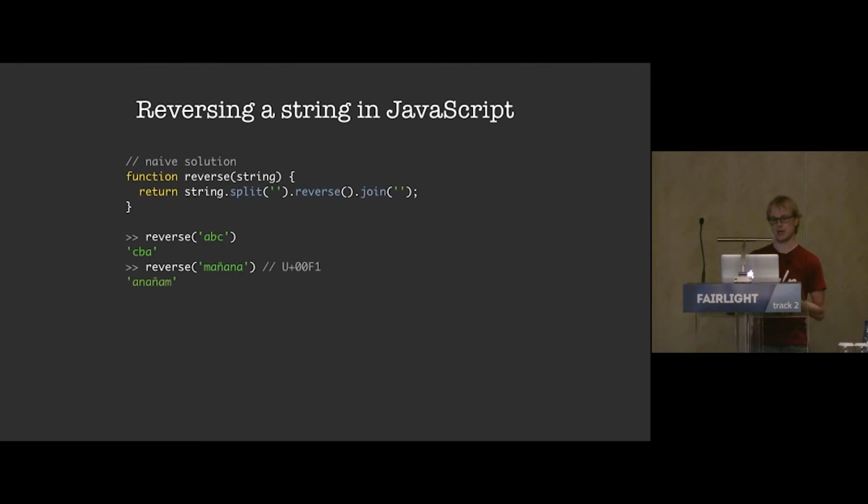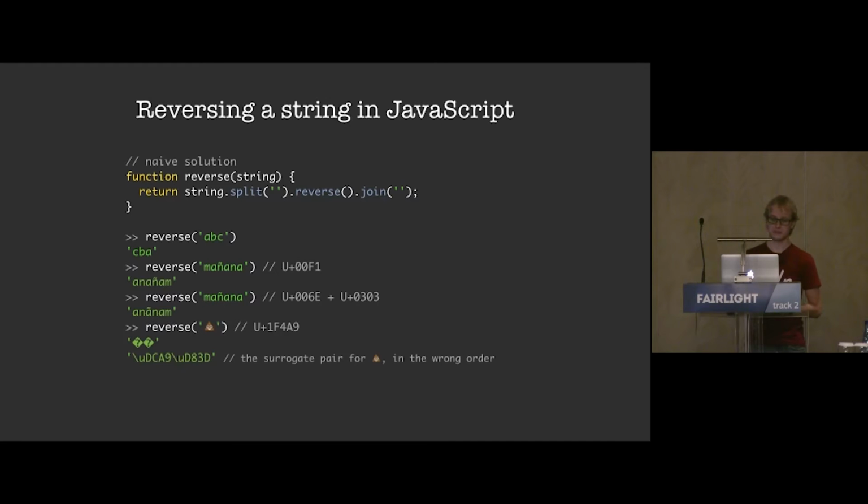But now, if we try the other mañana variant with the 2 separate Unicode characters, now the tilde suddenly gets applied to the A character instead of to the N character, which is probably not what you would expect, right? And similarly, if you reverse an astral symbol, you will get an unusable string, basically, because now you have the surrogate pair, but the pair is in the wrong order, which means the symbol won't even show up anymore. This is a form of data loss, basically.